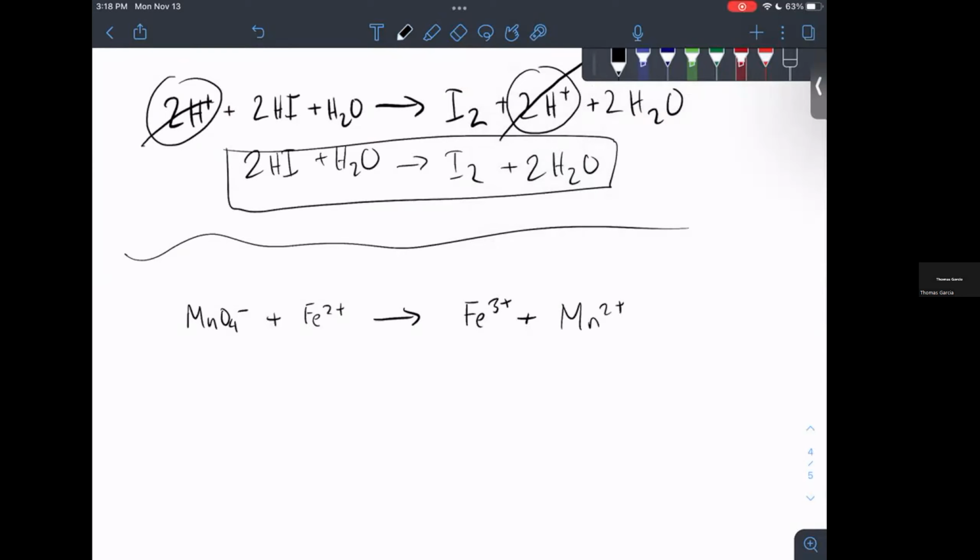How do we figure out all the extra things? How do I figure out the coefficients? How do I figure out the H plus and the H2Os? We'll figure that out right now.